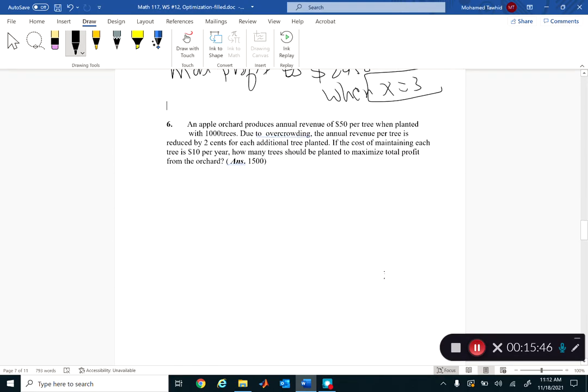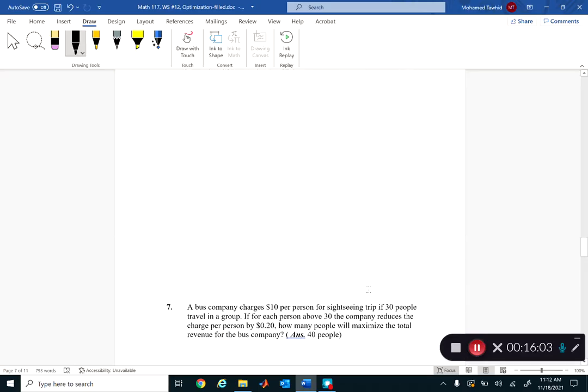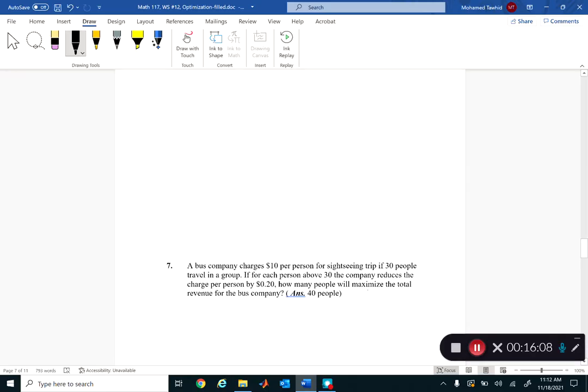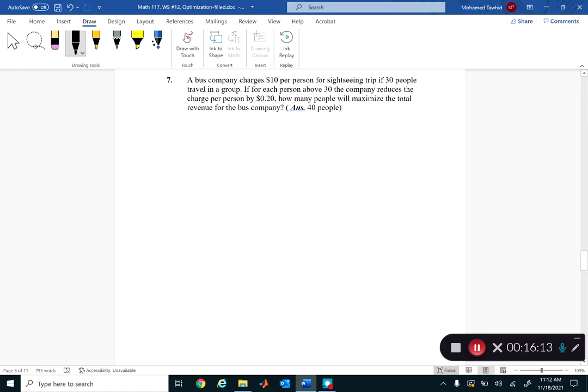So now if I go to equation number 6 here, we try to read what is given here. All right, so maybe I'm going to skip number 6. So I go for number 7, just to try to kind of repeat it somehow. All right, so if I go for number 7, if you have a bus company charge $10. So for that kind of application, go ahead and read the question.